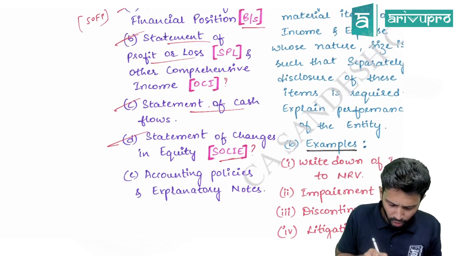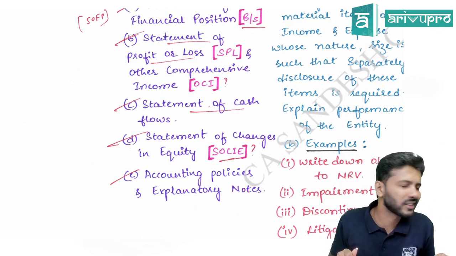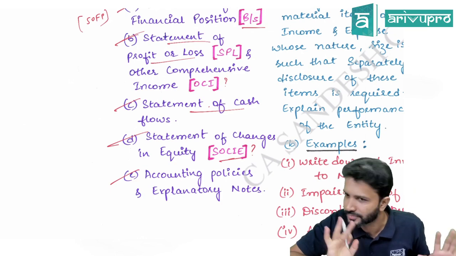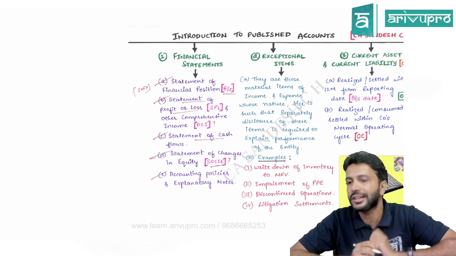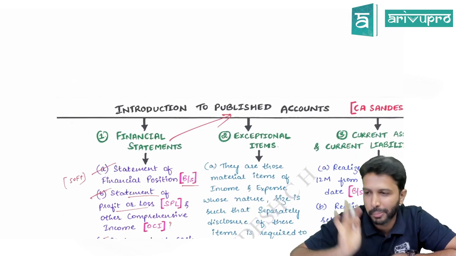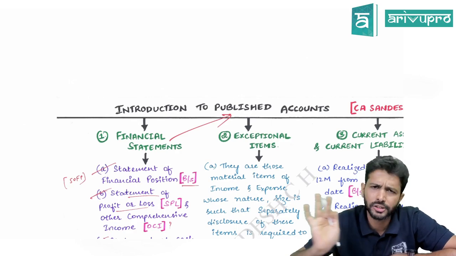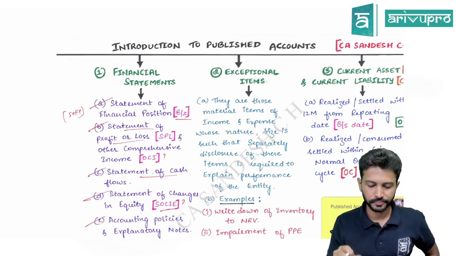Okay. All right. The last one somebody pointed out is explanatory notes, or as we used to call them in our golden days, notes to accounts. That's all. All of this put together, we call financial statements. Only a company will publish those financial statements. Whoever wants can view them. That's all, the published accounts.